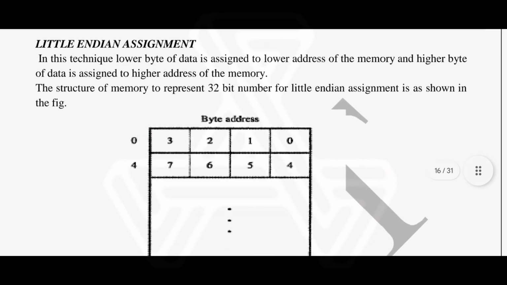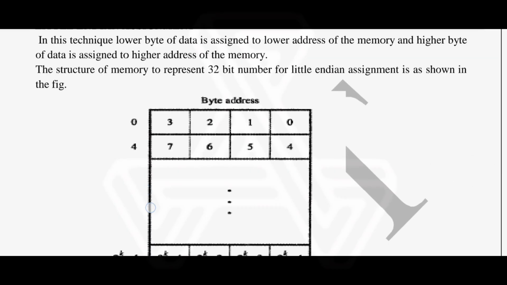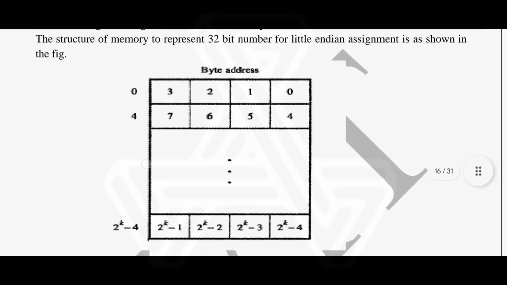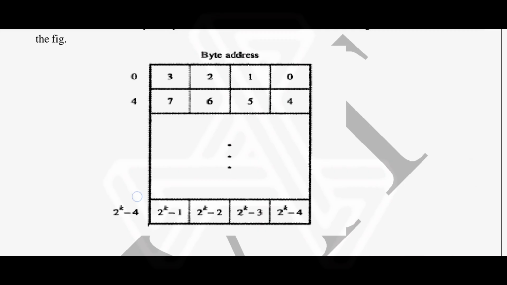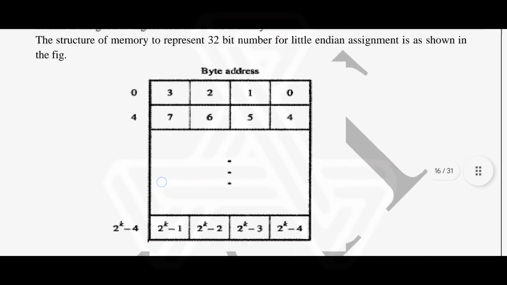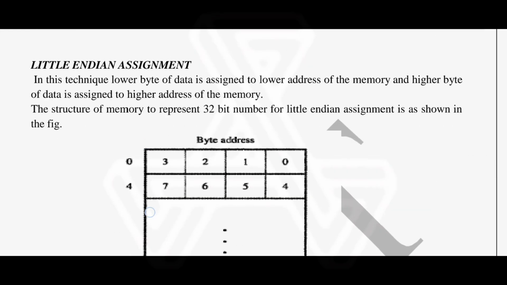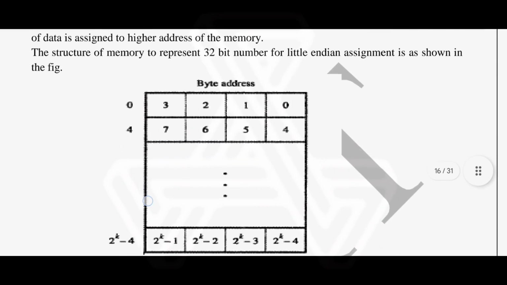Little Endian. In this technique, lower byte of data is assigned to lower address of the memory. Higher byte data is assigned to higher address of the memory, 3 2 1 0, 7 6 5 4, up to 2 power k minus 1, 2 power k minus 2, like this. Lower byte of data is assigned to lower address of the memory. Higher byte of data is assigned to higher address of the memory.